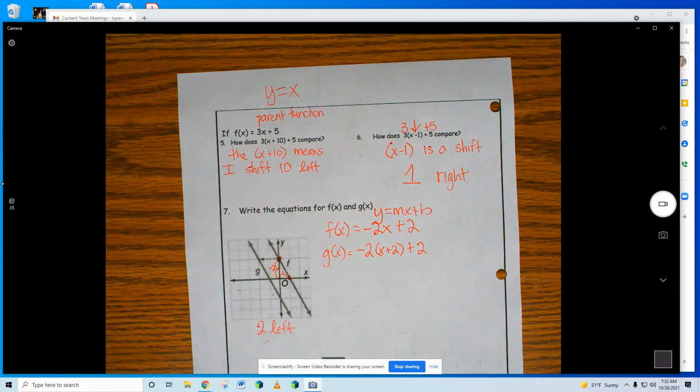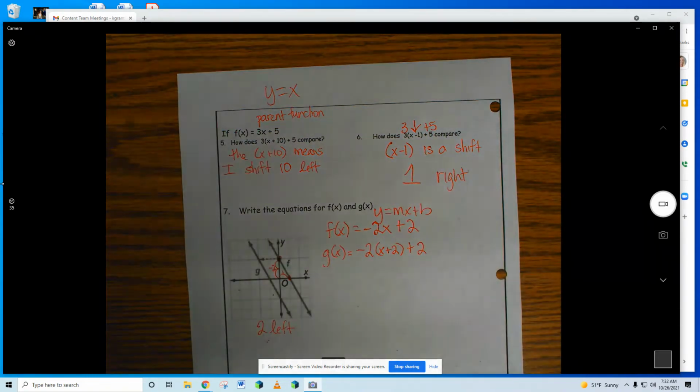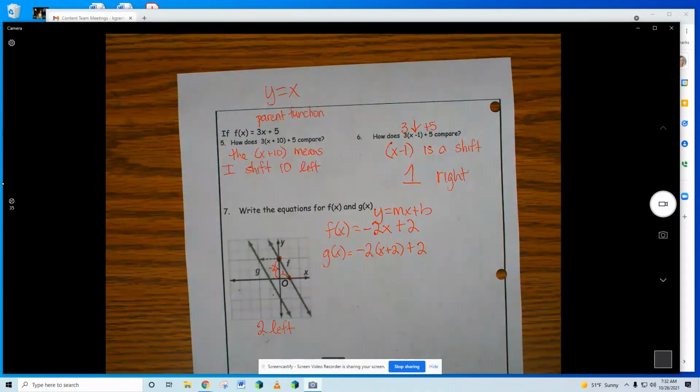Does this seem hard? You're putting a number in parentheses and you're moving the opposite direction. Left or right. Today's all about left or right. Yesterday was all about up or down. Today is left or right.